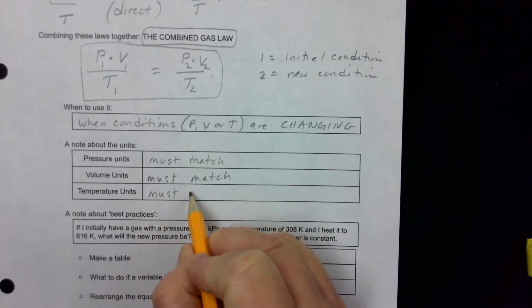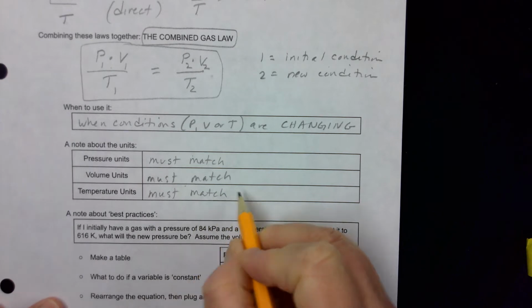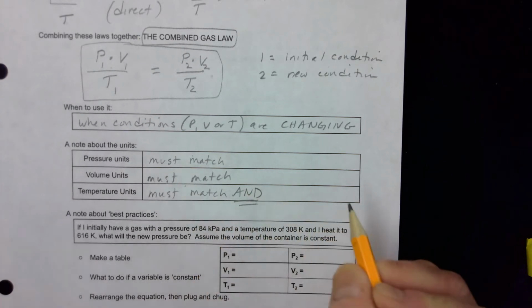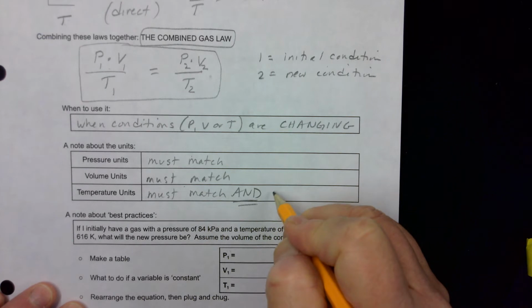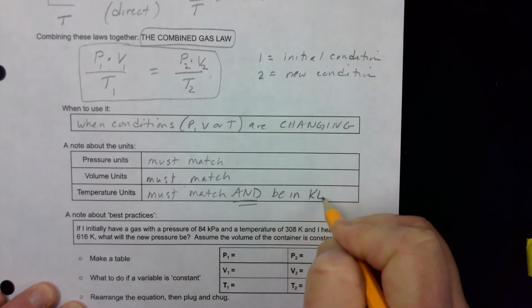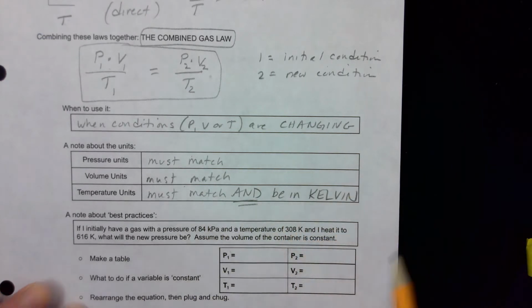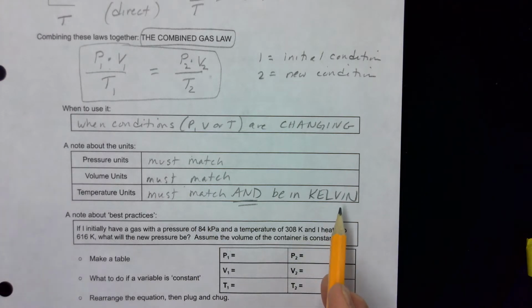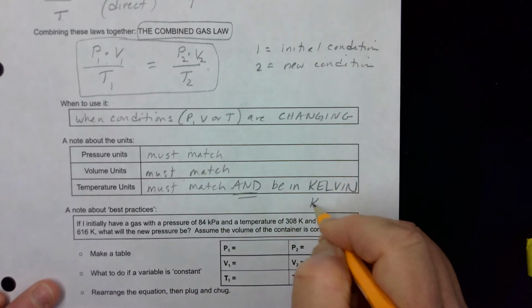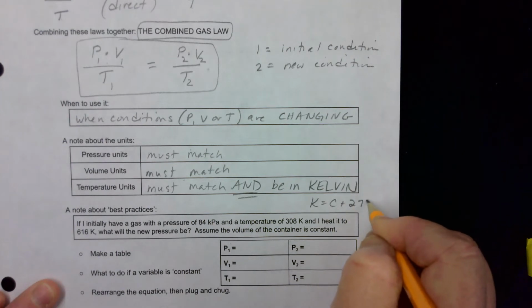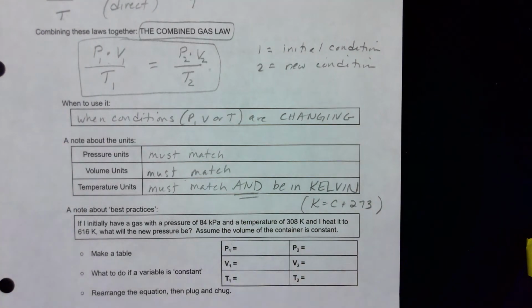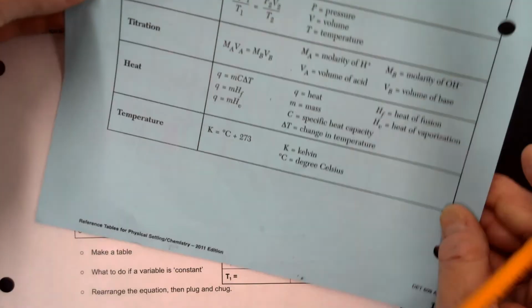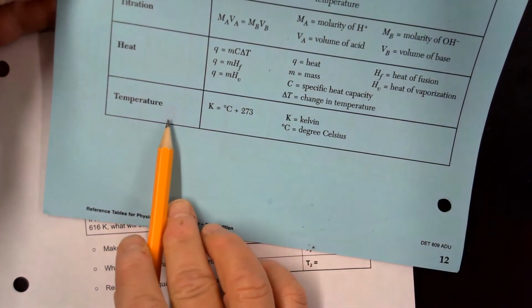Temperature units must also match. However, this is important, and those temperature units must be in Kelvin. So if you are given a Celsius temperature, you are going to need to convert it to Kelvin. Of course, the equation for that is Kelvin is equal to Celsius plus 273 if you need to convert it. Now, interestingly enough, the temperature equation can also be found on your reference tables, reference table T. That is also there for your convenience.